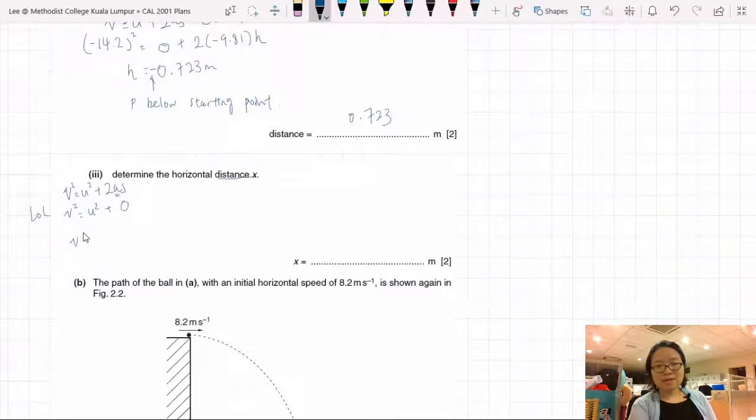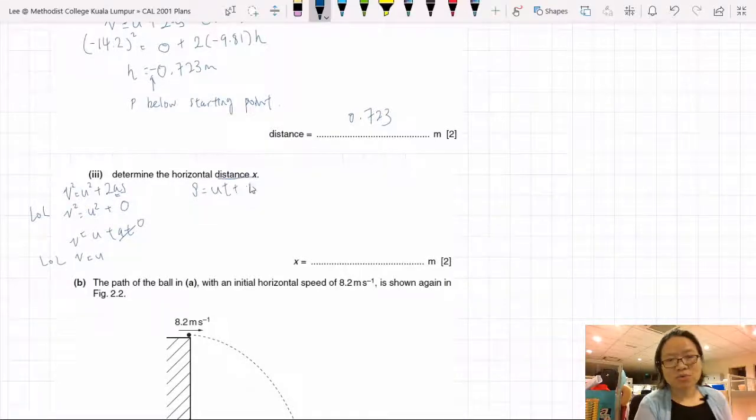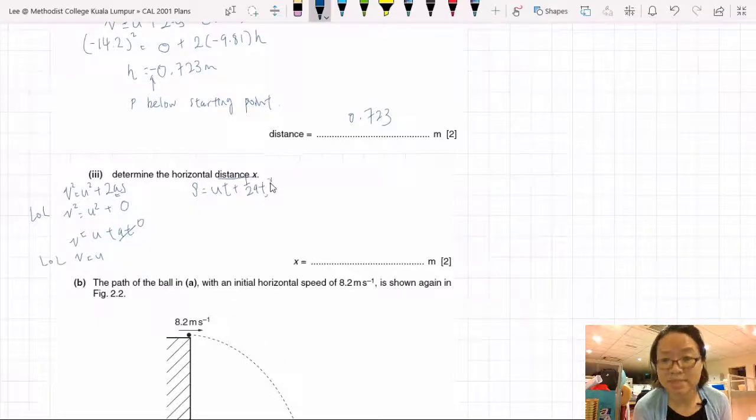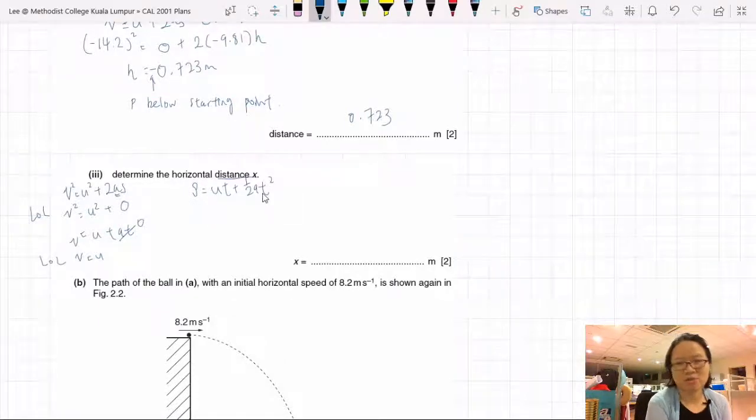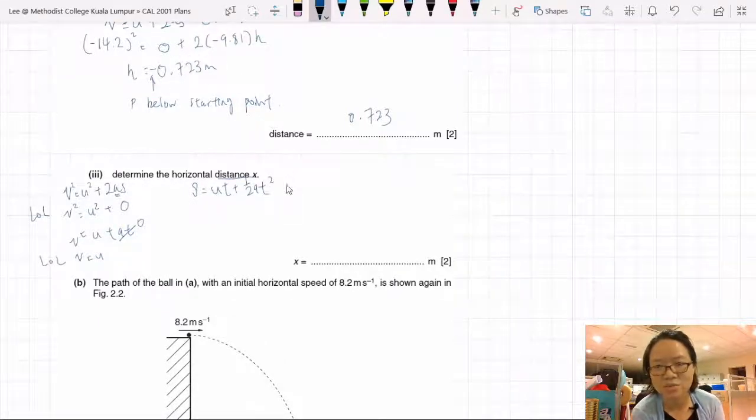Okay, so you could say, never mind, let's find t, but let's use this simpler equation. v is u plus at, but a is 0. So v equal to u, cannot. So you need to use this equation: s is ut plus half at squared. Generally, for the horizontal component, this is the one that you use.